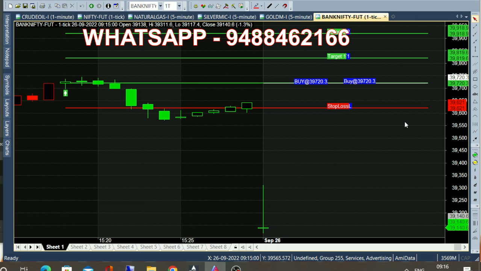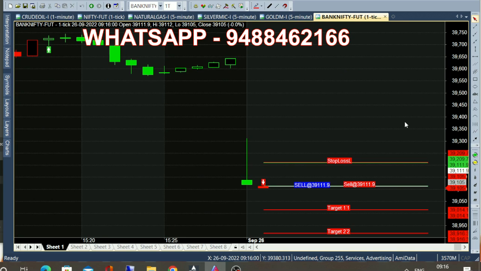target and stop loss. Currently the buy call is going on, so today the market's first candle is showing in green color, a buy trend. But now the trend has changed because of the gap down and also the downside breakout. So now a sell call is generated, a red color candle has opened. Sell at 39,111 is the entry point for the futures trader. Meanwhile, an option trader can take a put option.